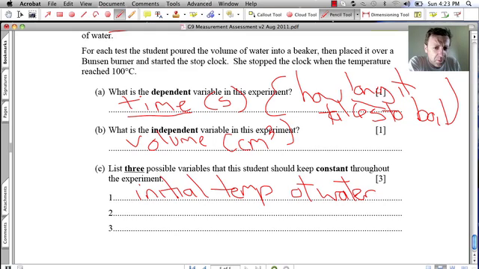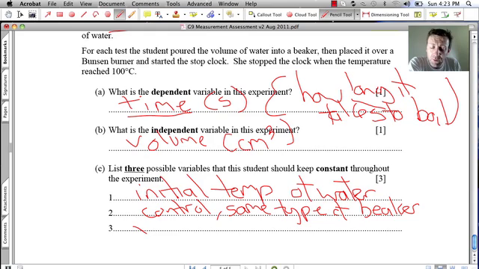Right, I mean, it's not really a variable, but I suppose you should control maybe the apparatus. Same apparatus, so for example, the same type of beaker. And then finally, what else could we have? Well, I suppose different Bunsen burners, blue flame, yellow flame. So Bunsen burner temperature. Actually, and anything else.